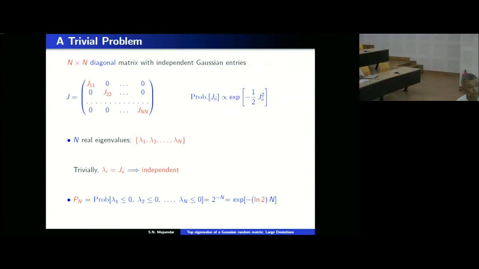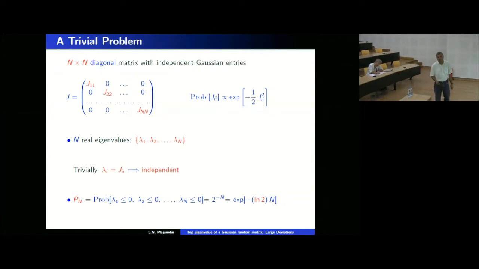So this will be the product of each of them being negative, and each of them being negative is just half. So it's 2 to the power minus n. So once again we see that it decays like exponential minus n log 2. Okay, so this is trivial.